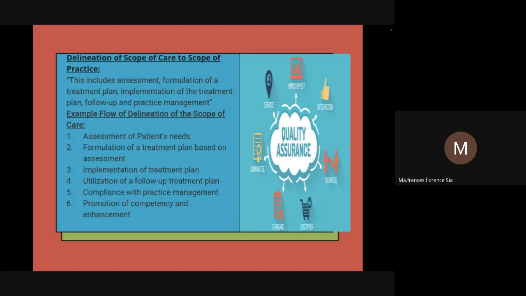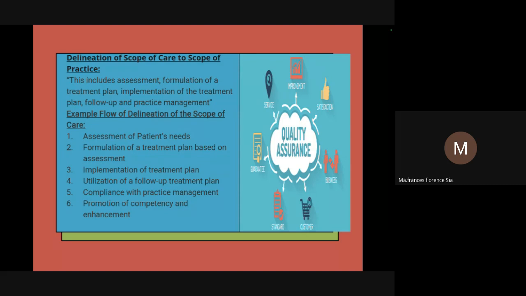The third one is implementation of a treatment plan. It includes acquisition of assessment data, resources, and material selection, patient education, and instruction. The fourth one is utilization of a follow-up treatment plan. It is to ensure the success of the outcomes to health and the quality of life. Here we document the changes of the condition, modification to ensure successful outcomes, and confirmation of patient education and instruction.